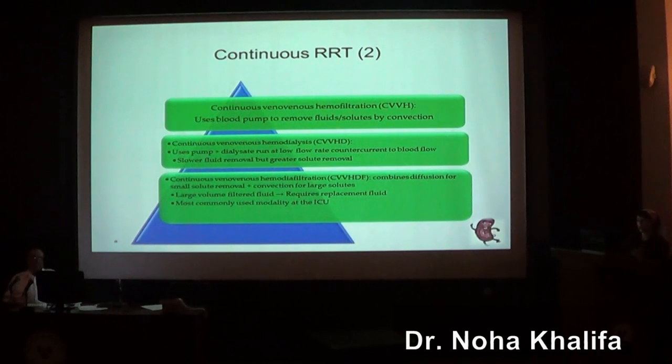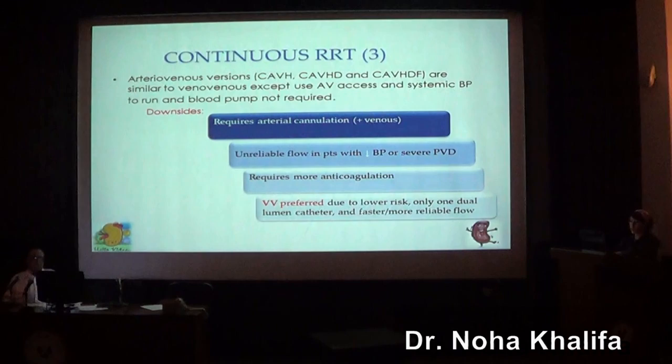In continuous VV hemodialysis, we use a pump and you have to use a dialysate depending on the countercurrent blood flow. It's slower in terms of removal of fluids, but it removes solutes more. And then finally we have the hemodiafiltration, which is a combination of both. It combines diffusion for the small solutes and convection for the larger ones. And this is most commonly used in ICUs, and that's why not many people are familiar with hemodiafiltration.